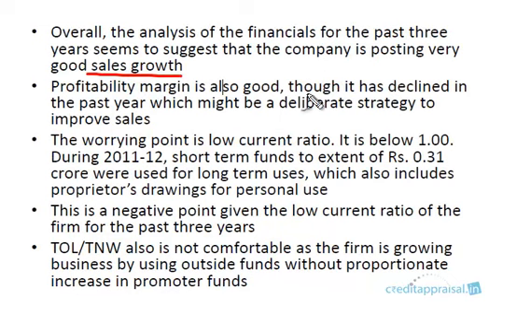The sales is very impressive. Profitability is declining, but maybe it's a deliberate strategy to increase the sales. The worrying point, as we have seen, is the low current ratio below 1, right? There was diversion of funds in 2011-12, and that too for personal drawings by the proprietor for personal use. That's a negative point. And also TL by TNW is more than the bank norm of say 4 to 5. It's around 8 in this case. So these are the negative points.